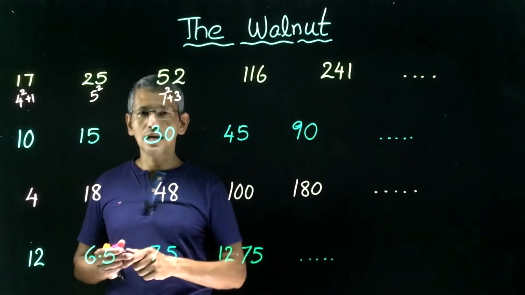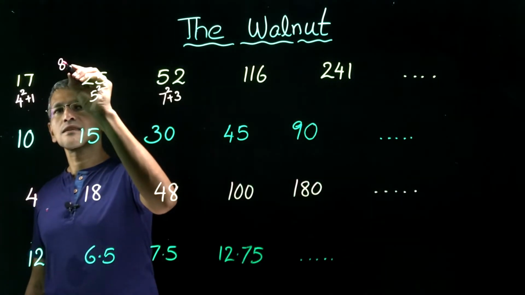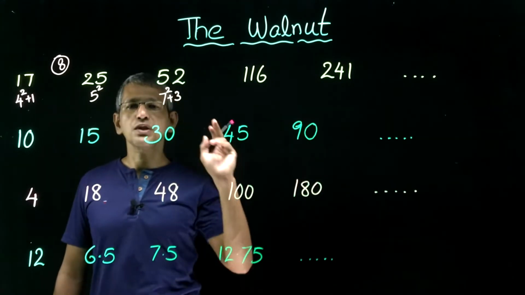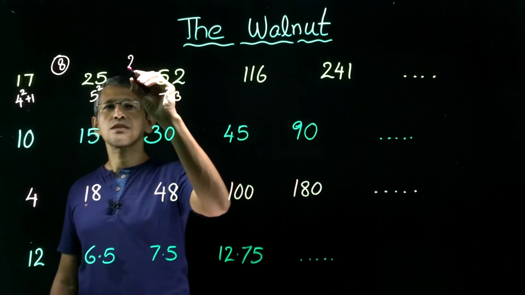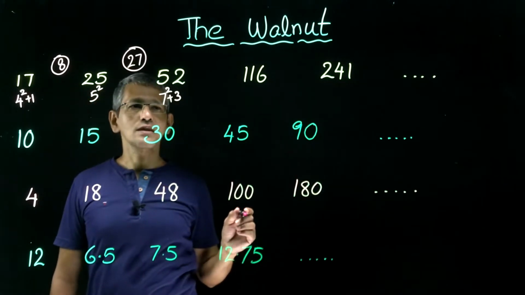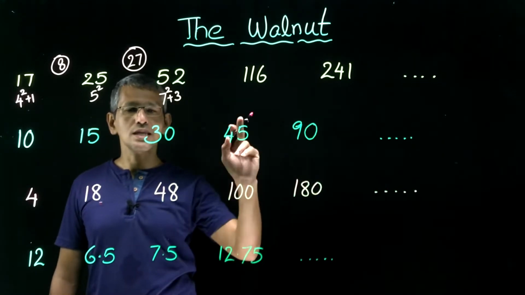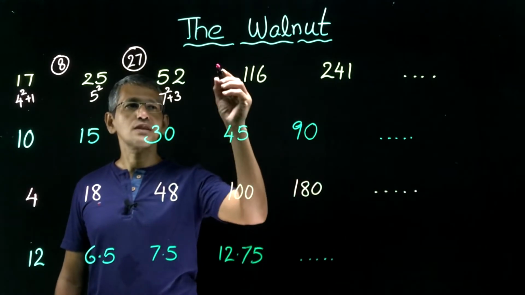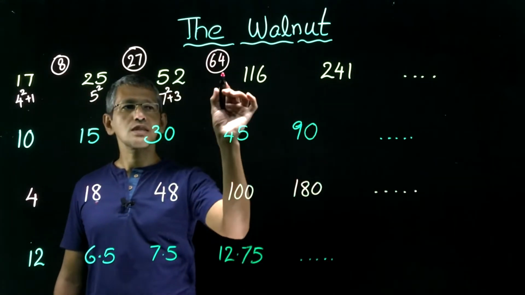Take a quick look at it. What I see right here: 17 and 25, the difference is 8. Then 25 and 52: 25 plus 25 is 50, and we need 2 more, so that difference is 27. Well, 8 and 27, what are they? Think about it. Then 52 and 116: 52 plus 60 is 112, and we need a 4 along with that, so that difference is 64. See that? 8, 27, 64.